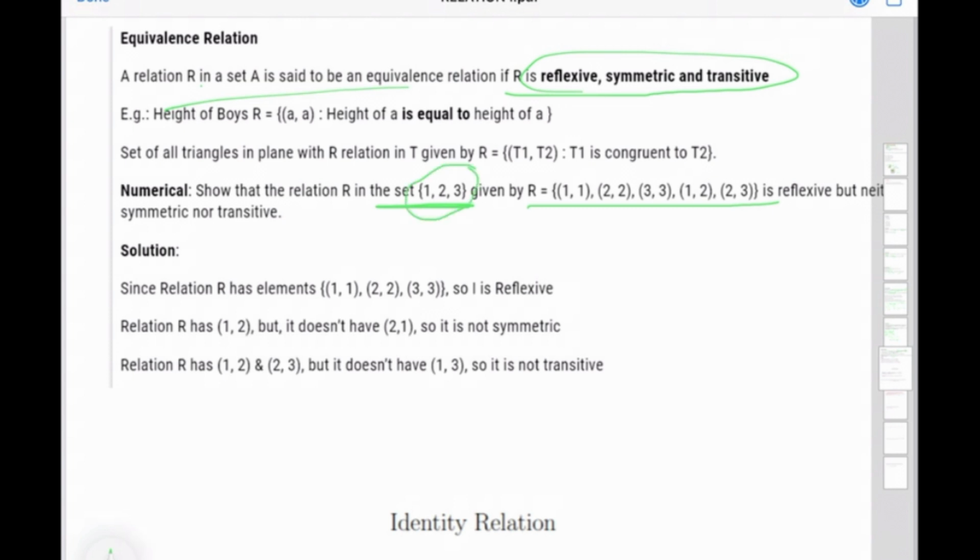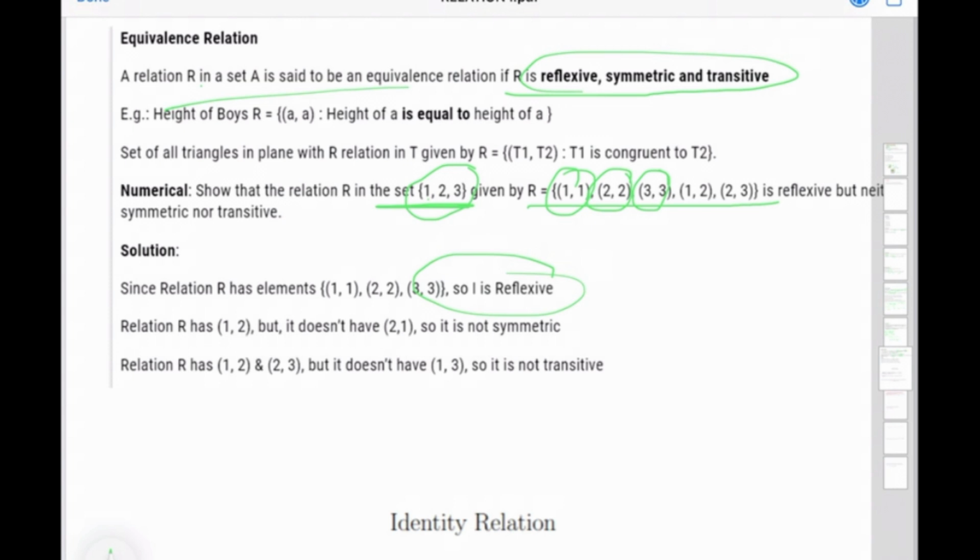Now you can see in the set you have 1, 2, 3. In the relation you have (1, 1) for 1, (2, 2) for 2, and for 3 also you have (3, 3). So that means it will be reflexive. So reflexive, I think it's clear to you.